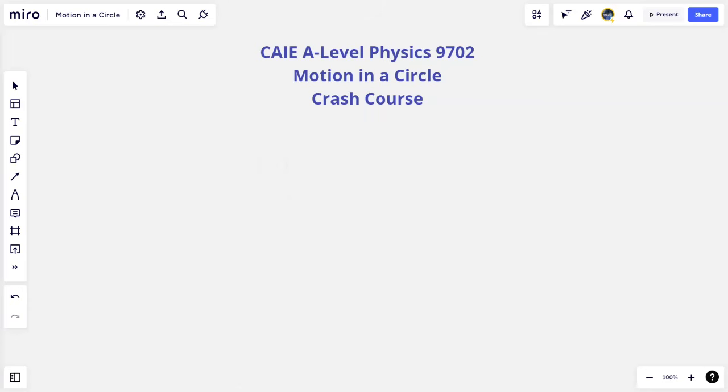My name is Mr. K, and today we'll be doing a crash course on the topic of motion in a circle for Cambridge A-Level Physics subject code 9702. Now this is not going to deal with the course in its entirety, but it will be a summary of the course, the important definitions, equations, concepts, etc.